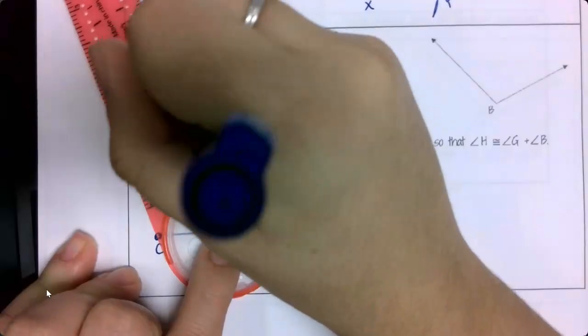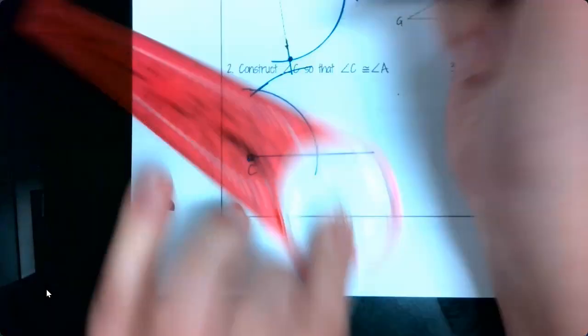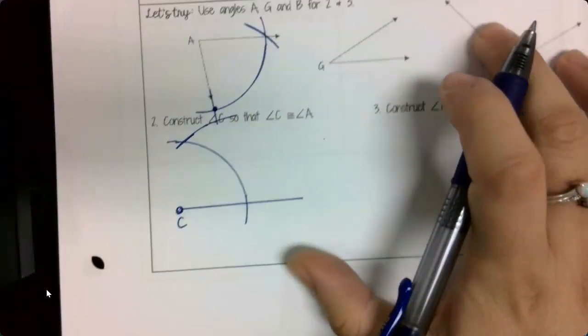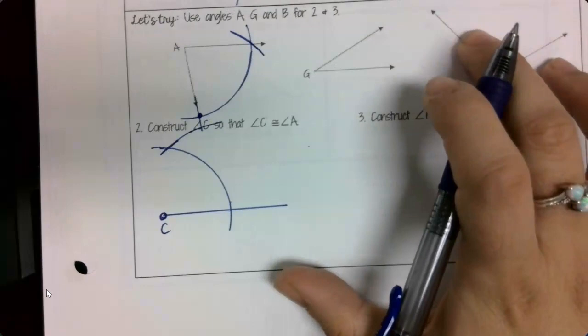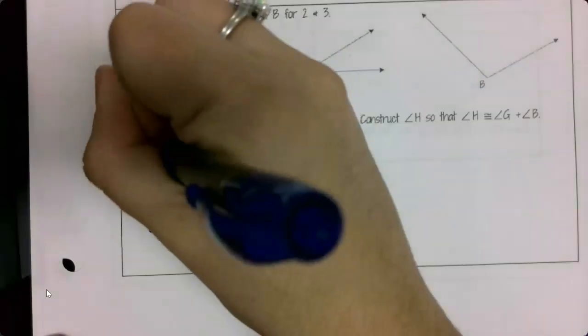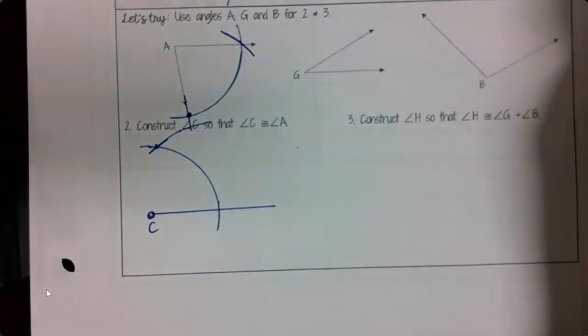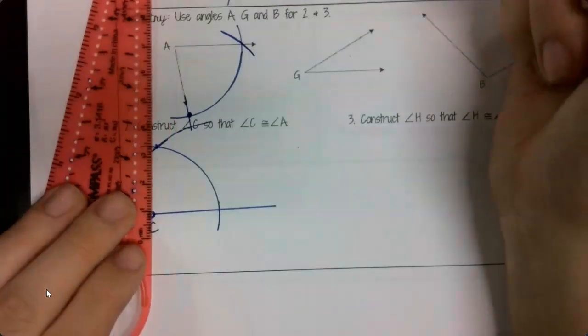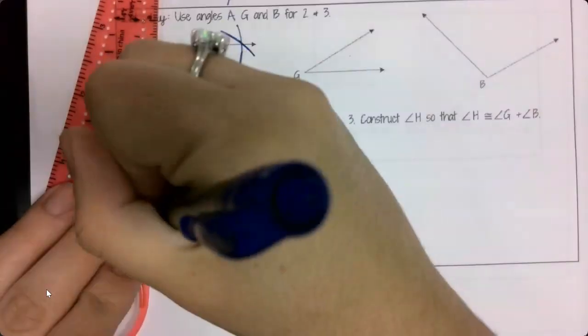And then I'm going to copy it over down on the bottom. And then where the 2 arcs are crossing, I'm going to draw a point, and I'm going to draw my ray through that.